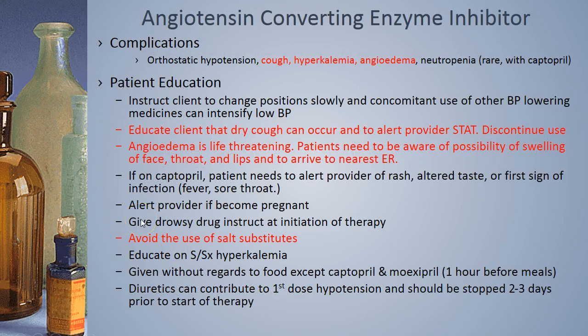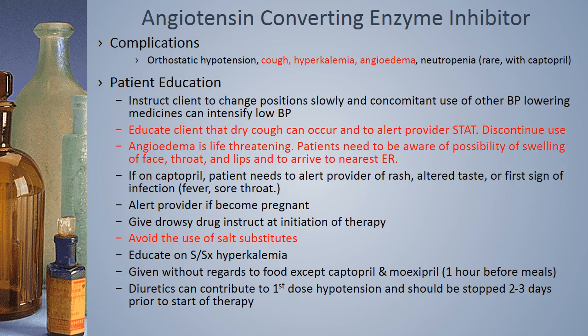So, complications: cough, hyperkalemia, angioedema. Those are your big ones. Cough is your most common. Angioedema is your most significant, most adverse. Please do not get those confused. And then hyperkalemia. You also can have orthostatic hypotension, and if the patient's on captopril, they could possibly have neutropenia. It's very rare.